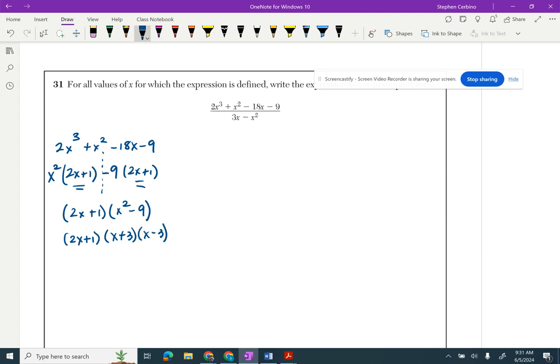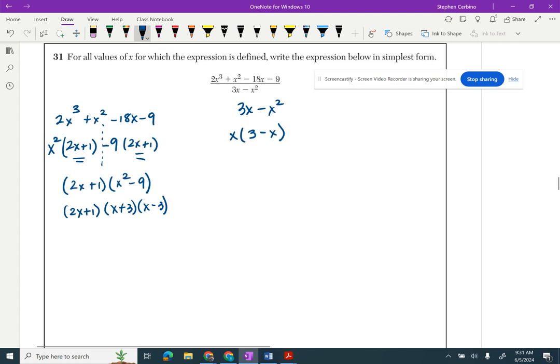Let's talk about the denominator. So if I factor 3x minus x squared, 2 terms, it's not difference of 2 squares, but it is going to have a GCF, which will leave us with 3 minus x. So now let's put it back into a fraction. So the numerator is 2x plus 1, x plus 3, and x minus 3. The denominator is x times 3 minus x.